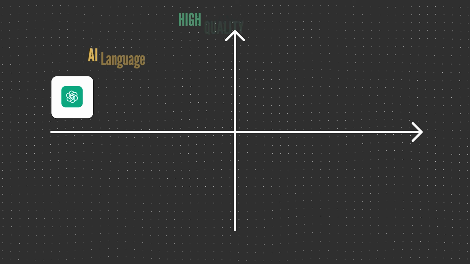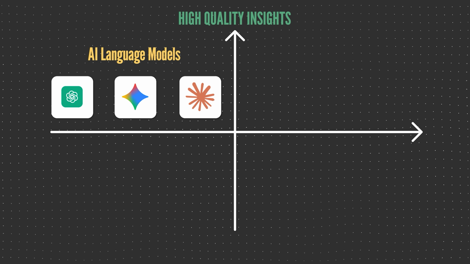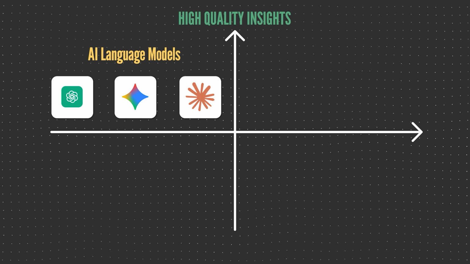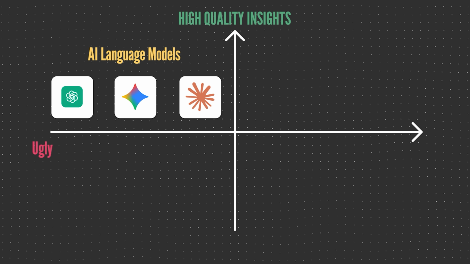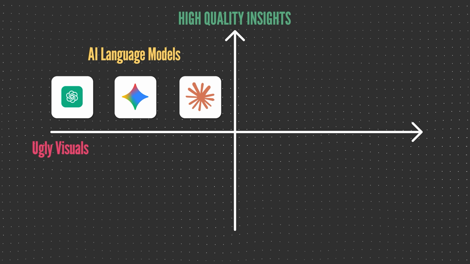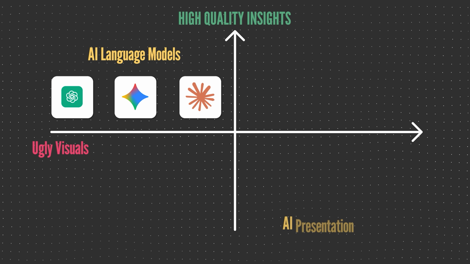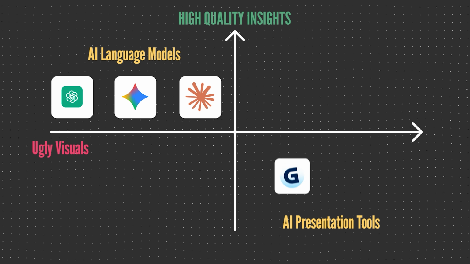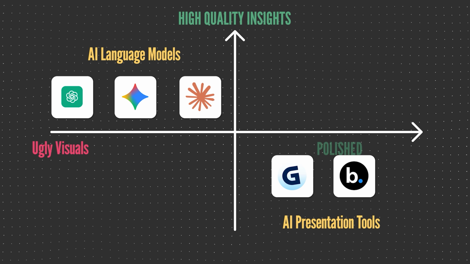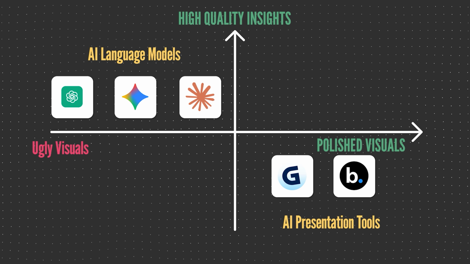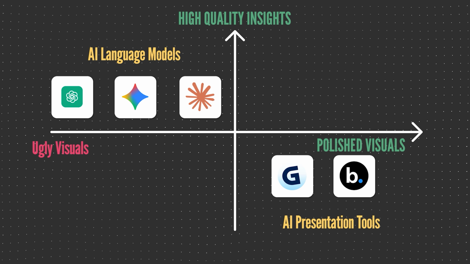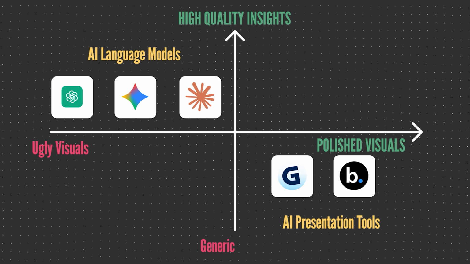On one side, we have powerful AI tools like ChatGPT, Gemini, and Claude. These tools can provide consultant-level arguments and storyline, yet very basic or irrelevant visuals. On the other hand, we have AI presentation tools like Gamma and Beautiful AI. Those have powerful visuals. However, the content, I'm not sure. I would say it can definitely be improved.